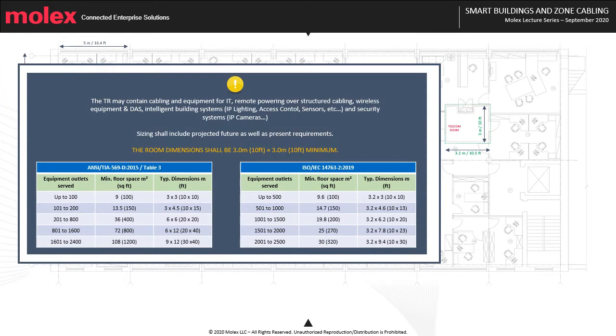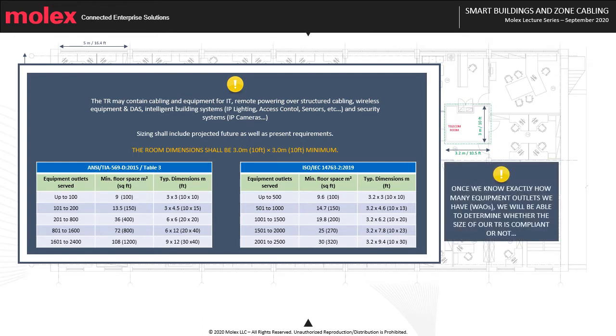Let's start with the location of our telecommunication room and with some of the main things to consider. To start with, the size of the TR should follow the guidelines of ISO IEC 14763-2 or NCTA 568D. And once we know exactly how many equipment outlets we have, we will obviously be able to determine whether the size of our TR is compliant or not.